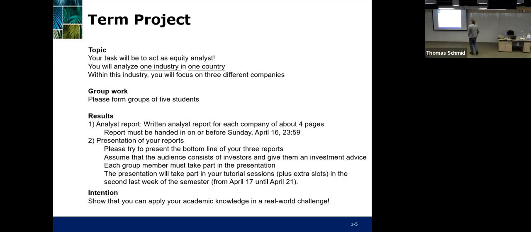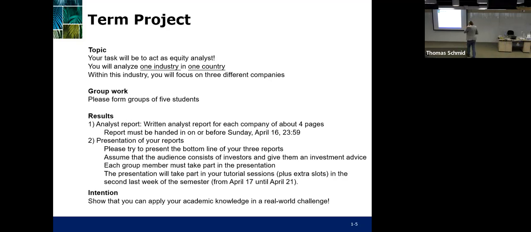You will be asked to act as an equity analyst, and you will analyze 3 companies from a specific industry-country combination. This will be a group project, with groups of 5 students, and every group writes 3 analyst reports. The formation of the groups is up to you. I will not assign you to groups. You can freely choose your group. You have to find 4 other students, team up, and then you are a group.